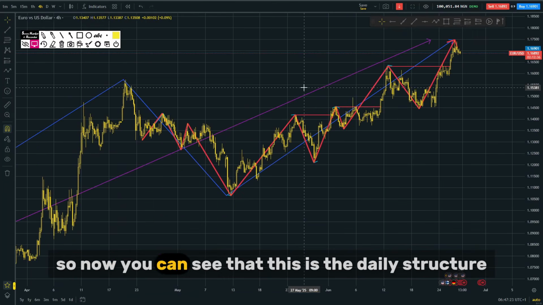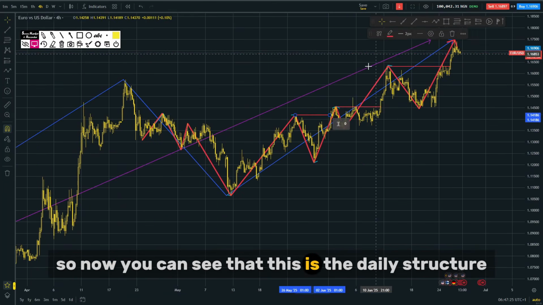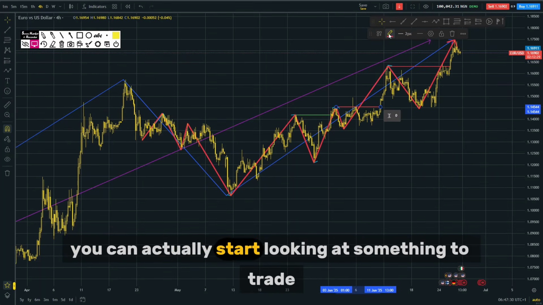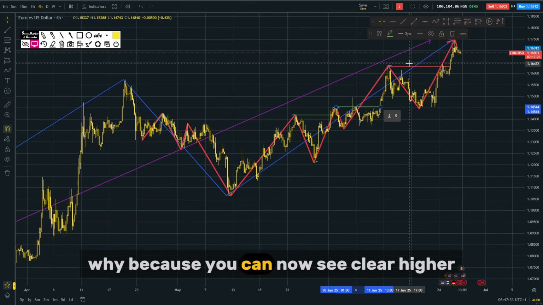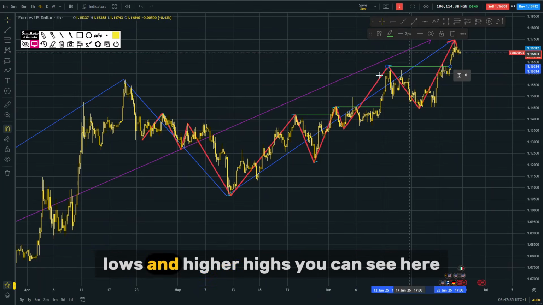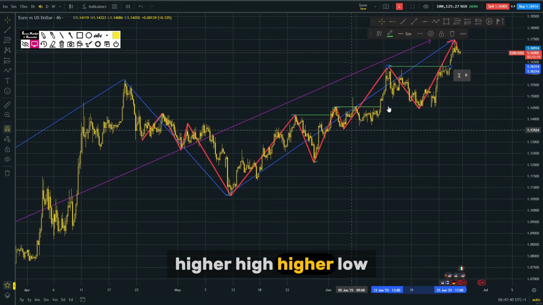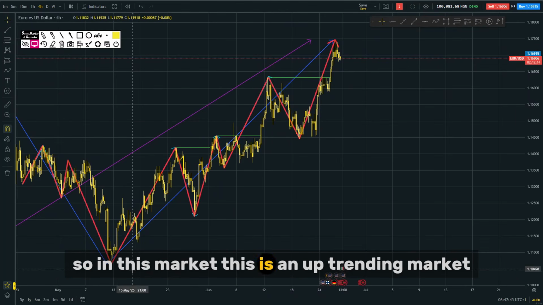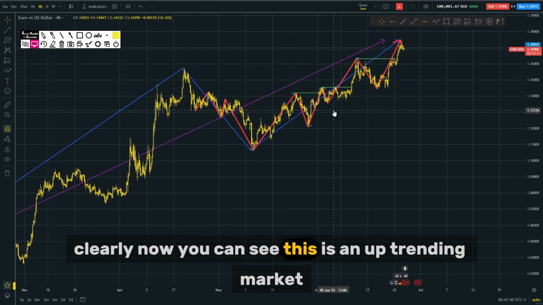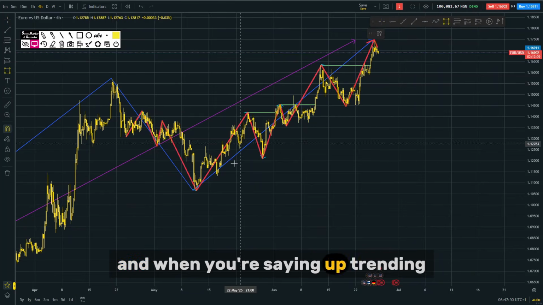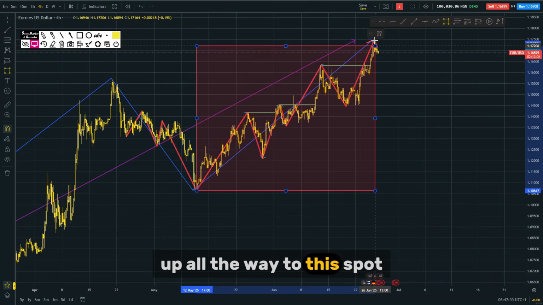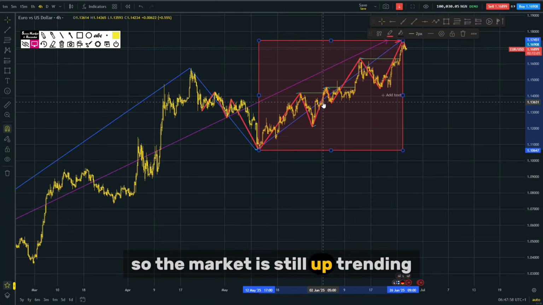Okay, so now you can see that this is the daily structure. Hence, this is the structure you can actually start looking at something to trade. Why? Because you can now see clear higher lows and higher highs. You can see here, this is a higher low, higher high, higher low, higher high, higher low, higher high. So in this market, this is an uptrending market. Clearly now you can say this is an uptrending market. And when you're saying uptrending, you're talking about from this spot up all the way to this spot. So the market is still uptrending.